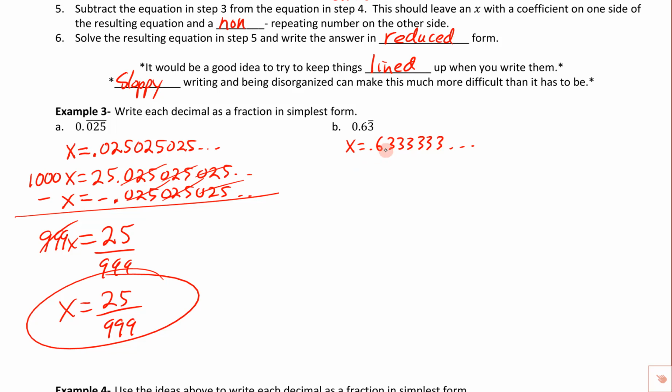I need to move that over one place. So here's my original equation. We're going to multiply both sides by 10. That will move that over one decimal place. So that's going to be 6.33333. Okay? Now, we want that repeating pattern to start one more decimal place over. So we're going to multiply this one by 10, or you could say we're going to multiply the original by 100. If we multiply that one by 100, we're going to move it two decimal places. So this is going to be 63.33333 and so forth.